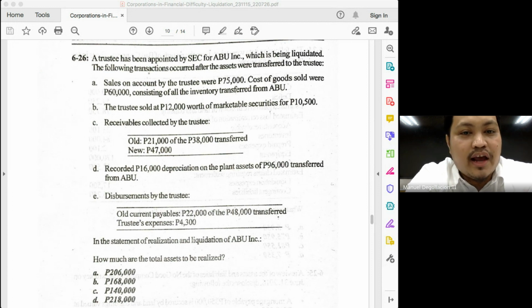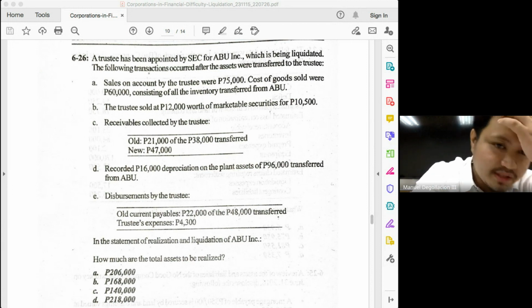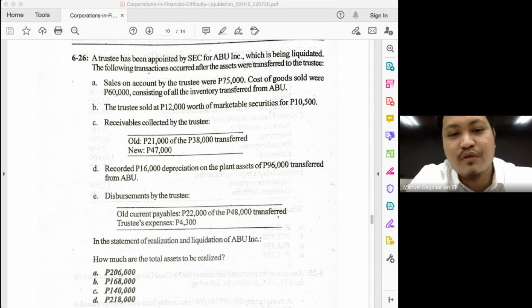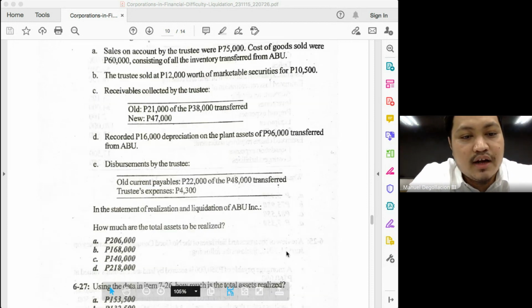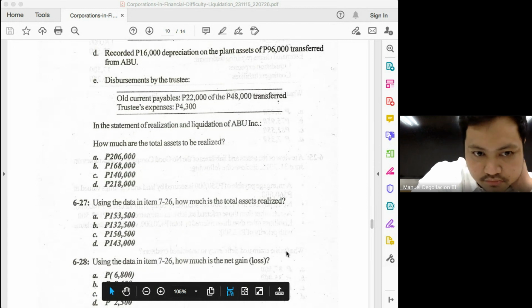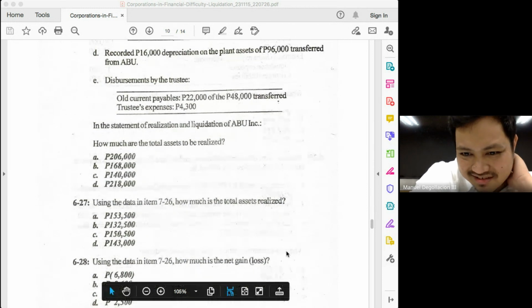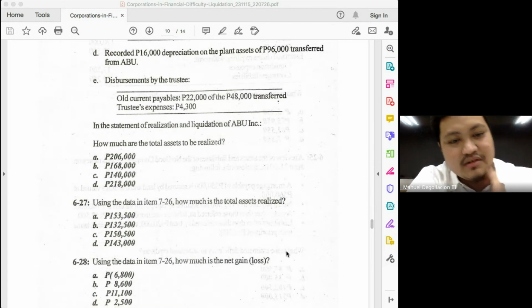Okay, so we will add the 47,000. Any realization from the depreciable asset class? The answer is no. Okay, it was not sold. So our realized assets will just be the sale of the inventory, and then the marketable securities at 10,500, 21,000 of the 38,000 old receivables, and new receivables of 47,000. How much will that give us? 153,500.